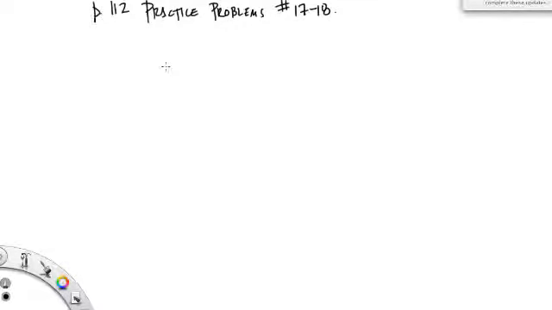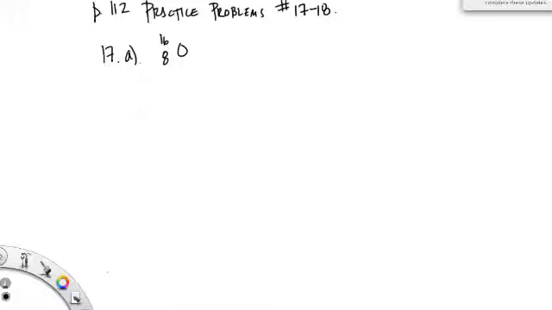We're going to take a look at the practice problems on page 112 of your book, and these are number 17 and 18. Number 17 is asking how many neutrons are in each atom, and we're looking at the shorthand version here for each element. So this is the shorthand version for oxygen 16, okay, and the subscript here tells us the atomic number. The superscript here tells us the mass number.